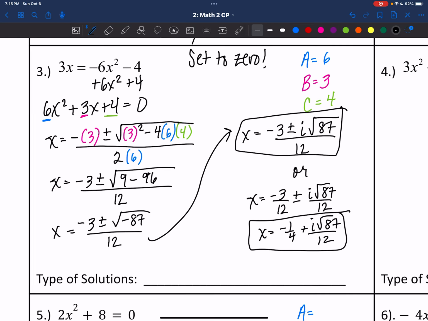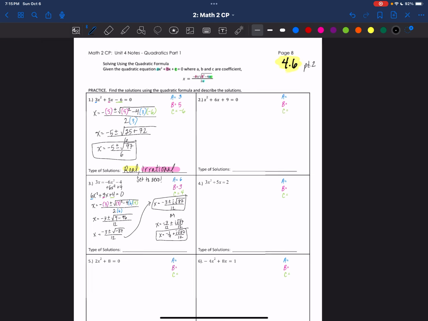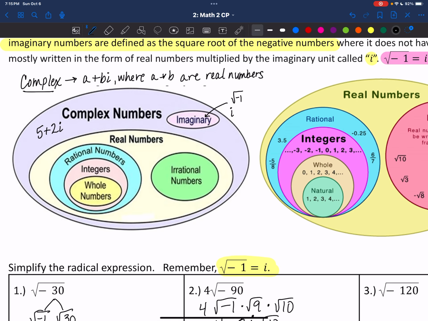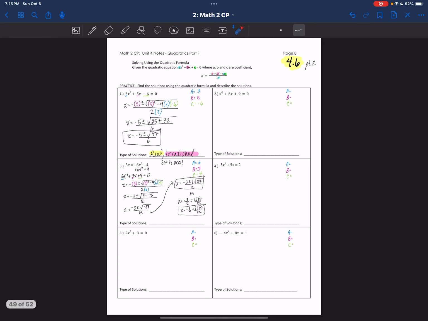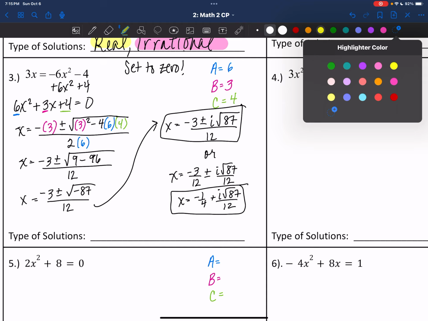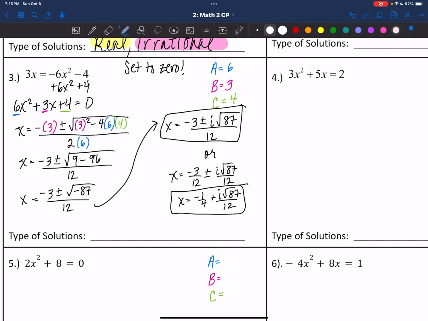Now let's look at what type of solution. Since we got an i right here, we know this is going to be an imaginary number. Since it is imaginary, and that is because of this i, that makes this imaginary.